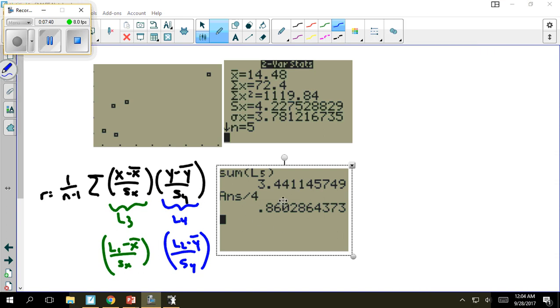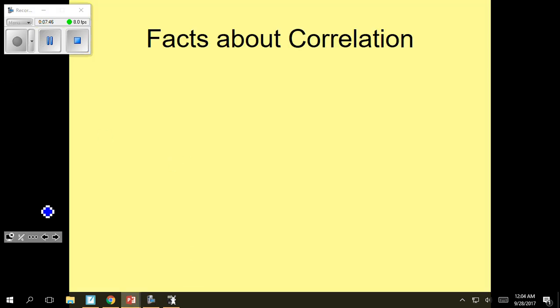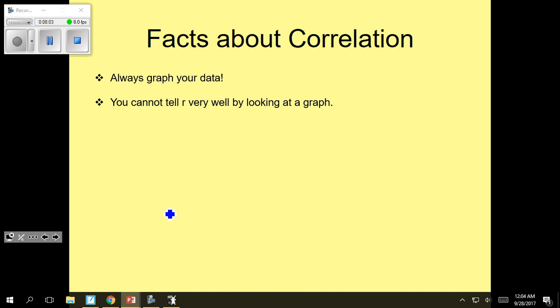So to shed some light on what this 0.86 means, let's look at some facts about correlation. So the first fact is always graph your data. So you always would like to have a good visual idea of what the data looks like. And when you graph your data, talk about the strength, form, and direction. Strength, form, and direction.